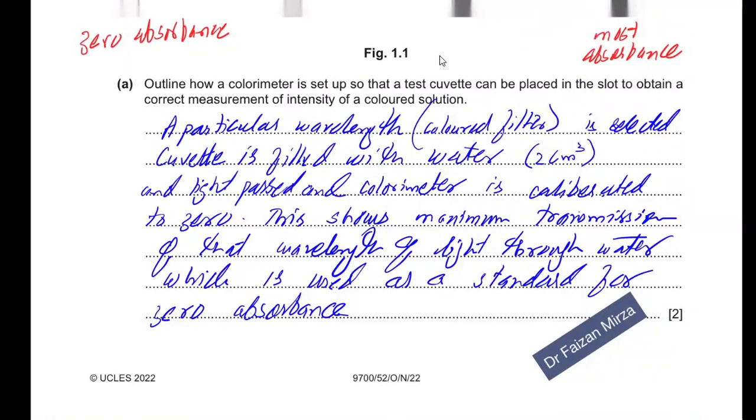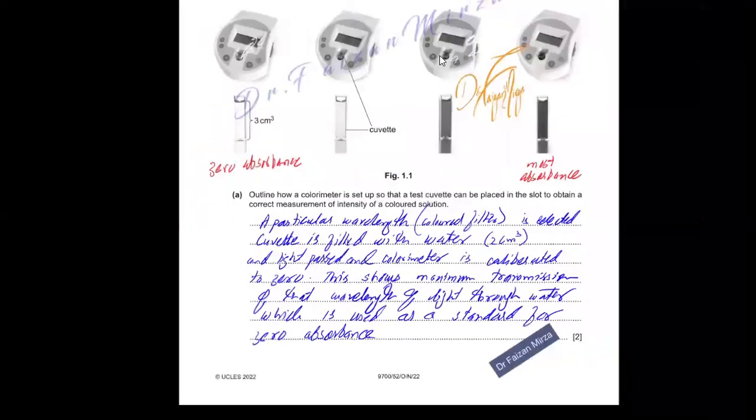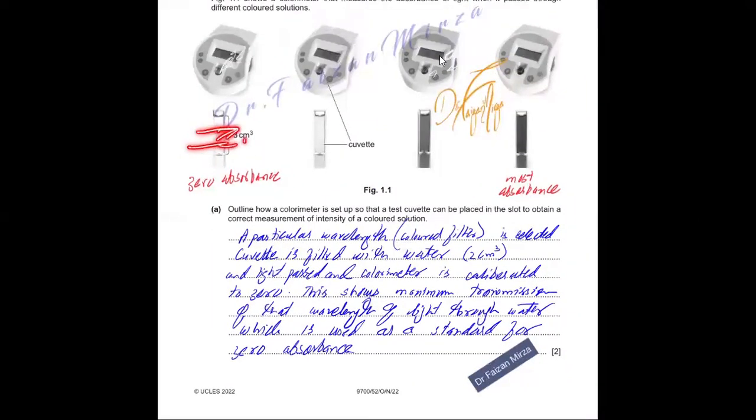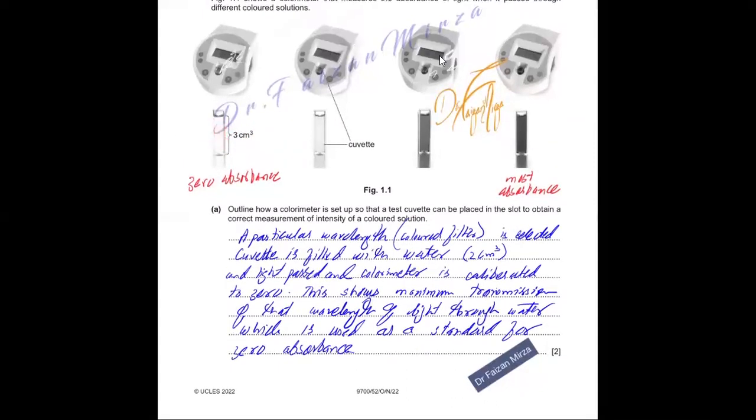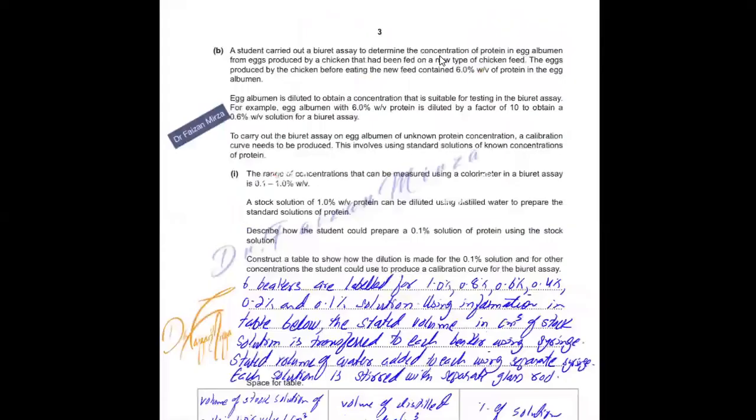So how does the colorimeter work? You first pick a certain wavelength or a colored filter, selecting it from the settings. The cuvette is then filled with water, about 2 cm of water, and light is passed through in the colorimeter, which is calibrated to 0. This shows maximum transmission of that wavelength of light through water, which is used as a standard for zero absorbance, because all the light will cross and nothing will be absorbed here. So you will calibrate this value as 0.